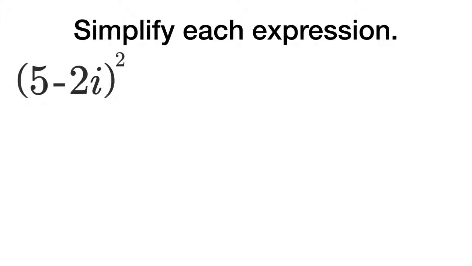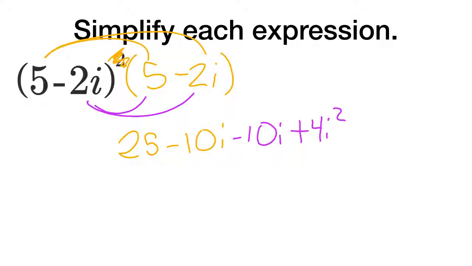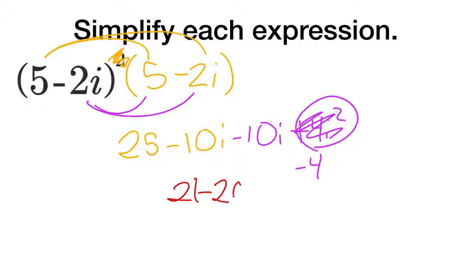Now let's do this one. Remember, when we square, it's that we're multiplying it by itself. So 5 times 5 is 25. 5 times negative 2 is minus 10i. As we just said, 5 times negative 2 is minus 10i. And plus 4i squared. Remember, this becomes minus 4. So 25 minus 4 is 21, minus 20i.